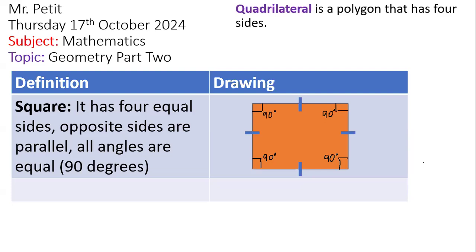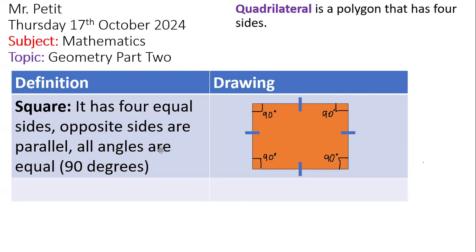Okay. So what else do we know? It has 4 equal sides, and the lines tell us that the sides are equal. What else do we know about this? We know that opposite sides are parallel. And what could we use to show that the sides are parallel? Anyone know? What symbol do we use to show that the sides are parallel?